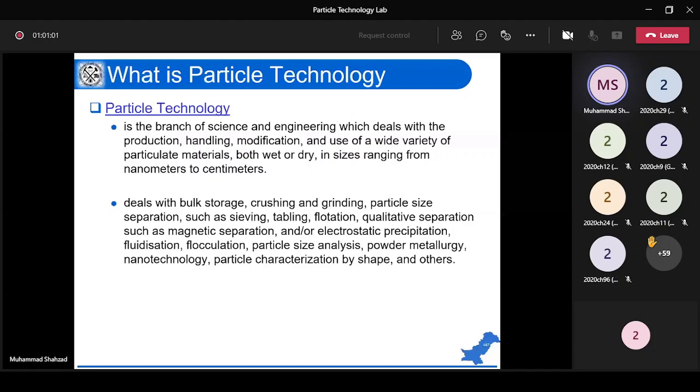One thing is particle size separation, and the other thing is the separation. Now I'm talking about the separation, or you can say the processing. So what do you mean by particle separation or processing? Yes, roll number 99.